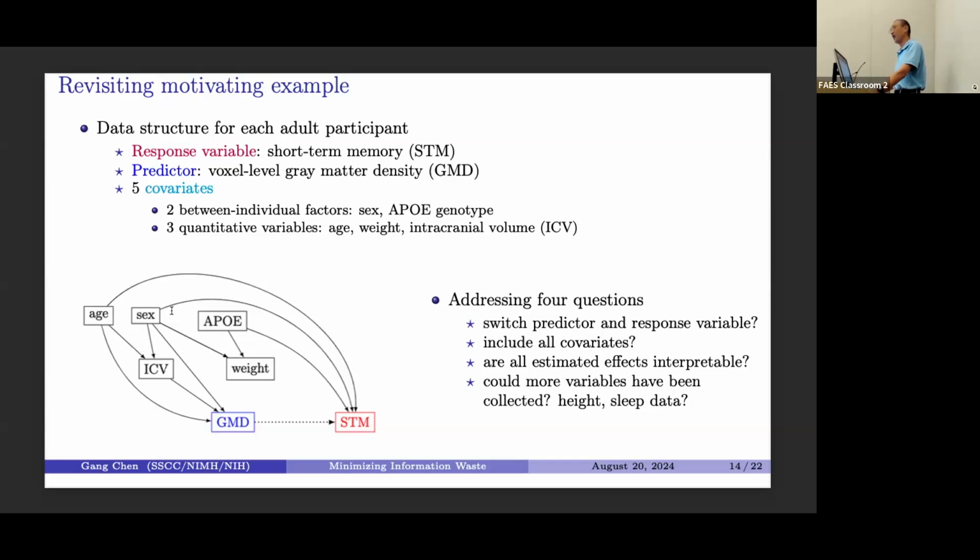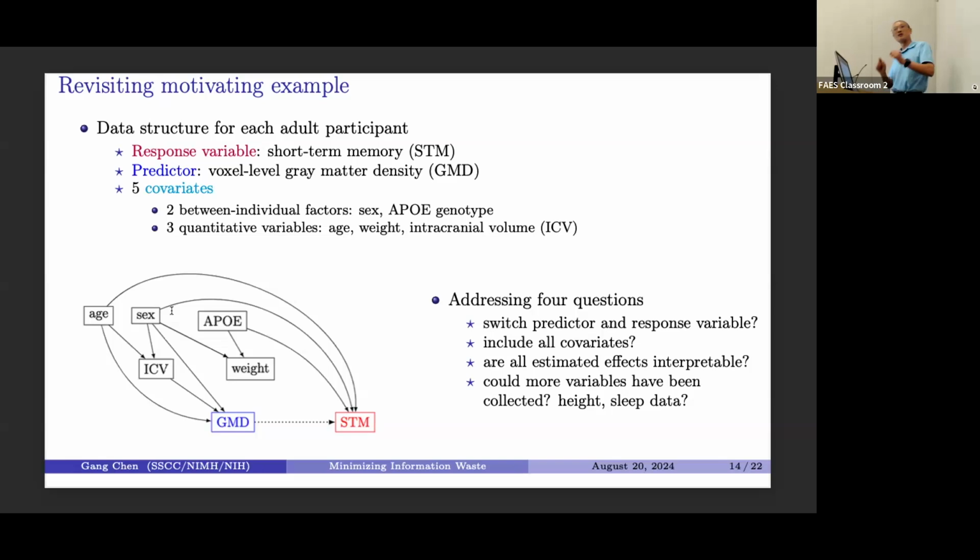The third question: are all the estimated effects interpretable, or should we report all the beta values, in this case for age, sex, and ApoE genotype? Well, you might think, if there's a model, why can't we report all the output? They're the products from the same machine.